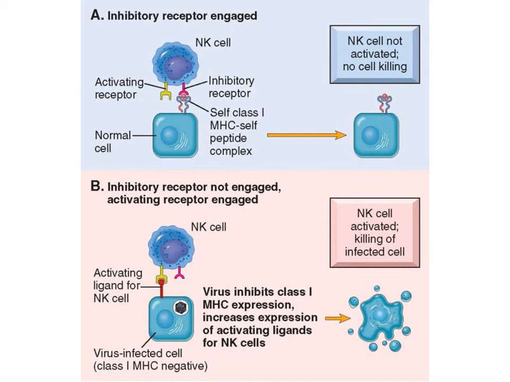the inhibitory receptor binds to that and recognizes it, so the natural killer cell is not activated and no killing takes place. But what happens when it comes to a cell that has a virus inside its cytoplasm and is MHC class 1 negative? The activating ligand is activated, and the NK cell releases the granzyme enzymes and perforins, and the result is killing and lysis of the offending agent.